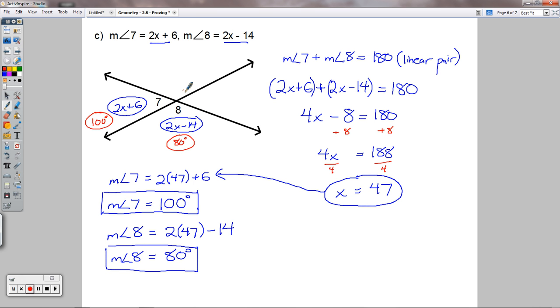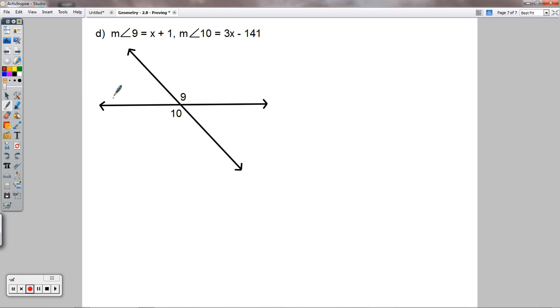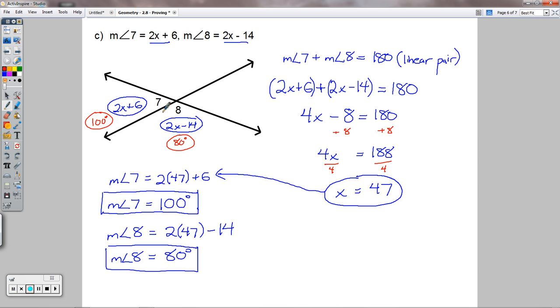Pictures aren't always drawn to scale in geometry. So you can't assume something's drawn to scale in geometry unless you're told that you can. So we can't actually measure these angles with a protractor, just like we can't measure these angles with a protractor here, unless you're told that you can actually do that.